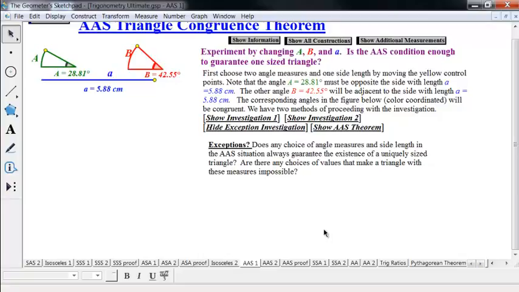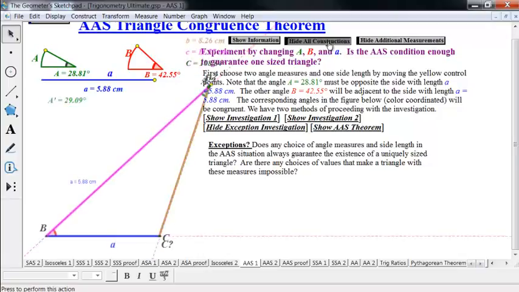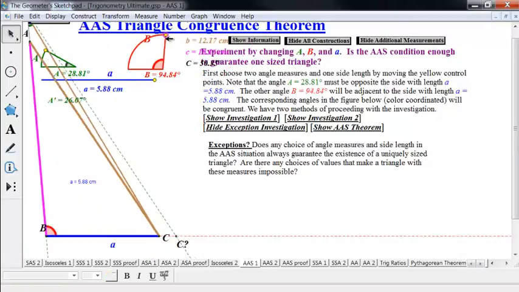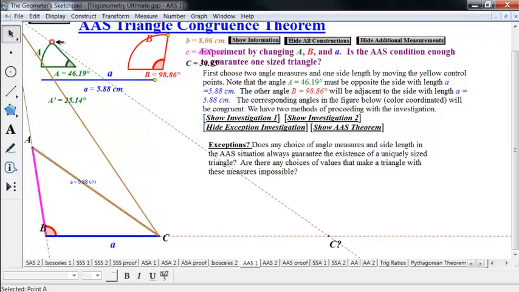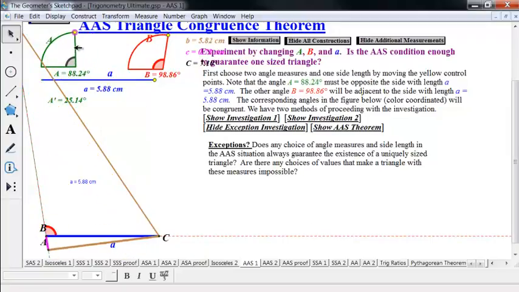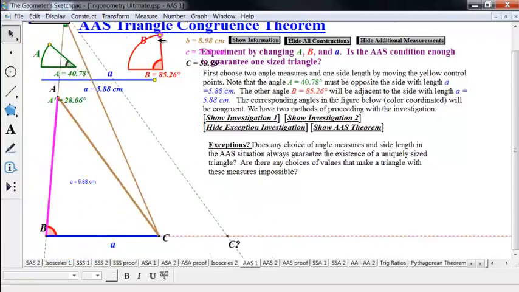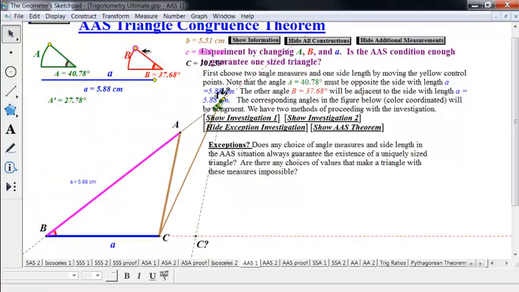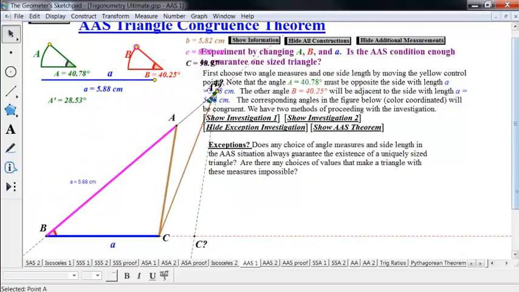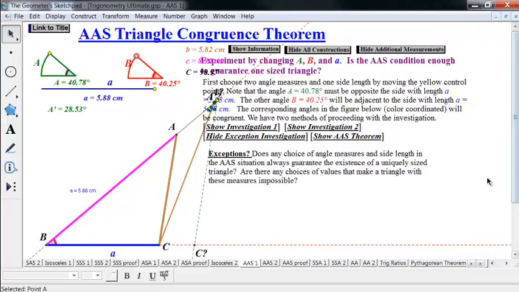And the next question is, are there any exceptions that could make this not work? And of course, the exception is whenever these angles are too big, then there's no way to get these things to work out. Okay? And too big means, what do I mean by too big? Well, too big is when the angle sum of the two is already larger than pi or equal to pi.